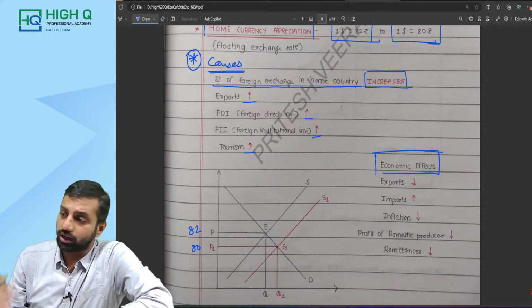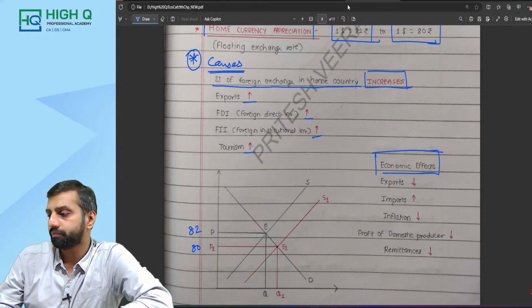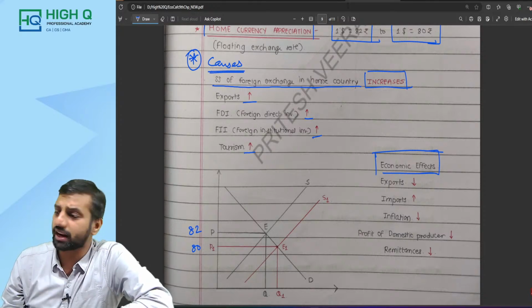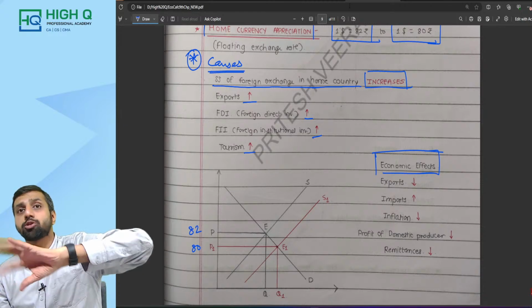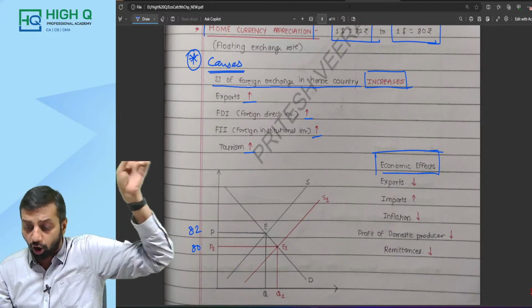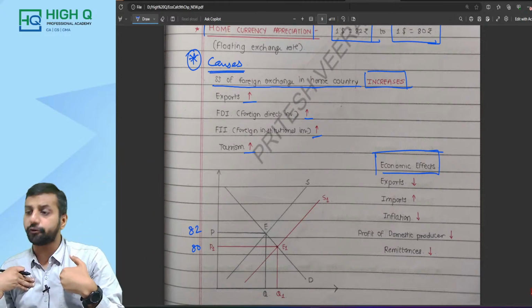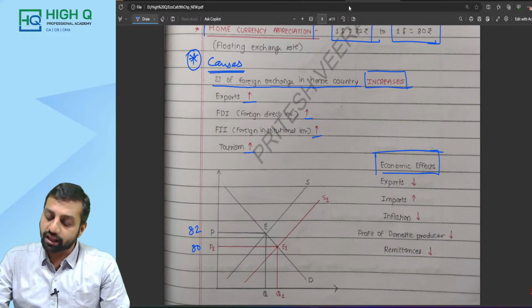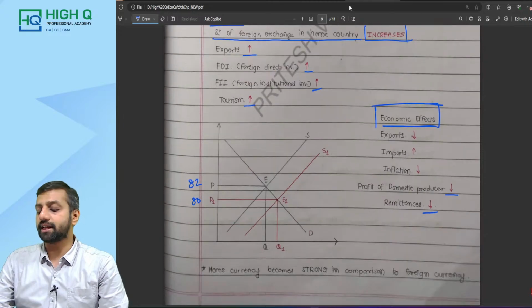If the dollar becomes weak and the rupee becomes strong, then exports will fall and imports will rise. Exports have become expensive for foreigners, and imports have become cheaper for us. There will be a fall in prices, inflation will reduce, profit will reduce, and remittances will reduce.